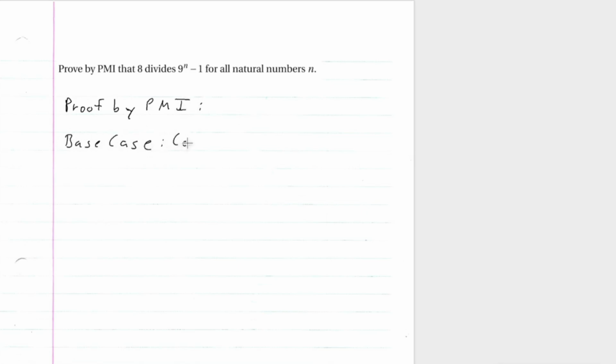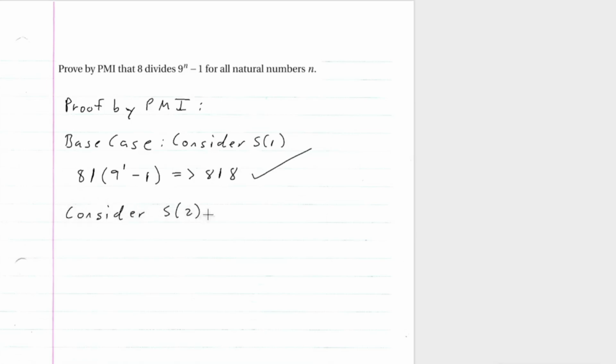So we're going to consider S of 1, right? So we basically need to check if the statement revolving around 1 is true. So does 8 divide 9 to the 1 minus 1? Well, this is the same thing as saying that 8 divides 9 to the 1, which is 9, minus 1, which is 8. And of course, 8 divides itself, right? So that checks.